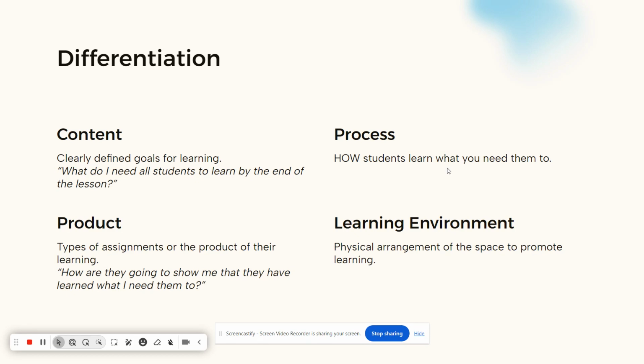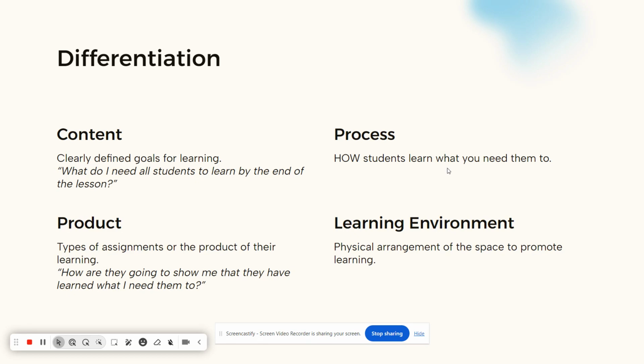So process is about how students learn what you need them to. If I'm taking my vocabulary example, I know that I want them to be able to label some pictures, or I want them to be able to use it in a sentence verbally. How am I going to get them to that point? So I might teach them to say the words. I might show them some videos that help define the words. I might do a reading where we highlight the key words and we look at context clues, multiple ways of how they're going to learn those specific words, so that hopefully when they get to it, they're going to be able to produce what I need them to at the end.